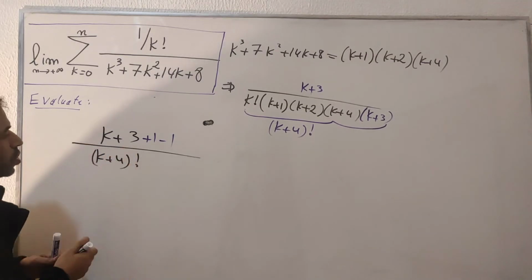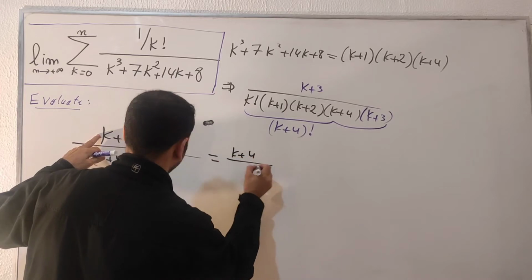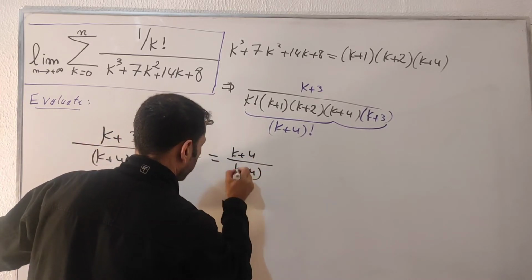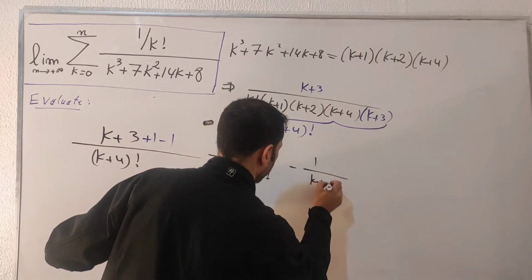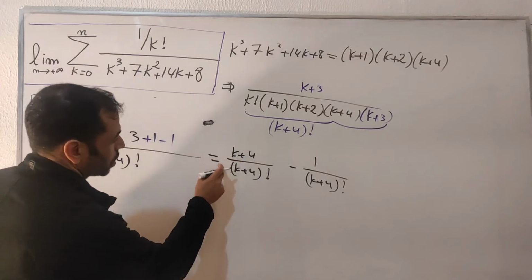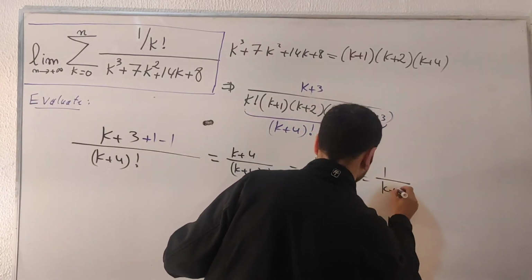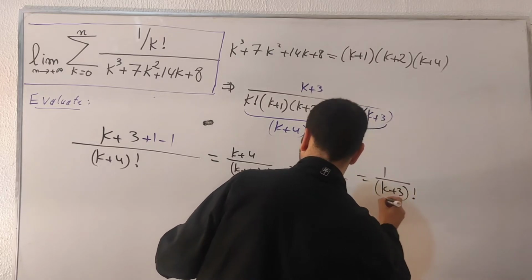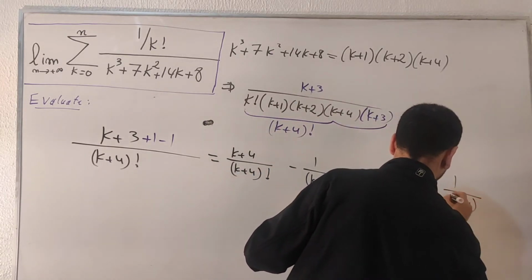Then split this into two terms. I get k plus 4 over k plus 4 factorial minus 1 over k plus 4 factorial. The first one cancels down, and I will be left with 1 over k plus 3 factorial minus 1 over k plus 4 factorial.